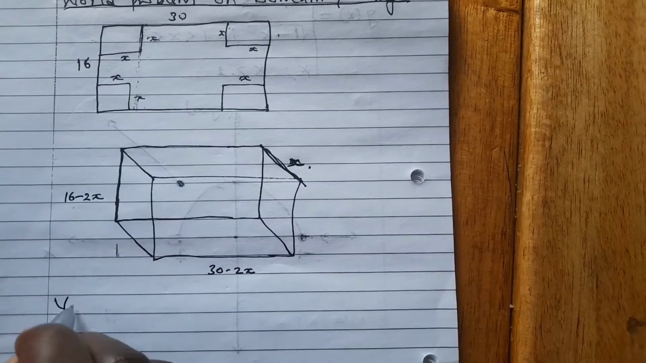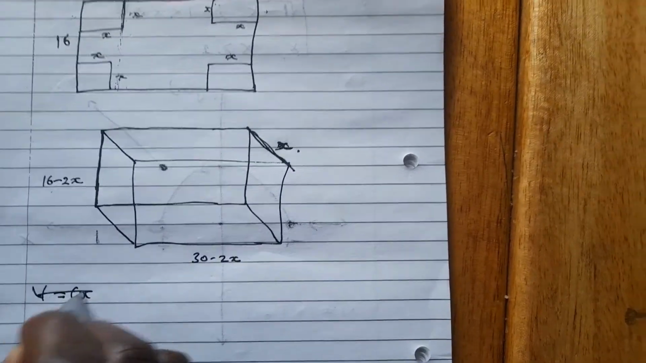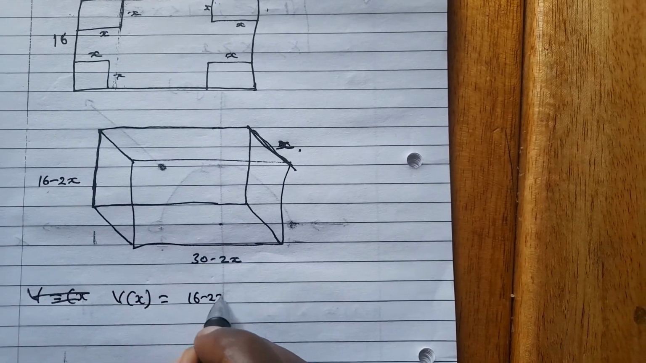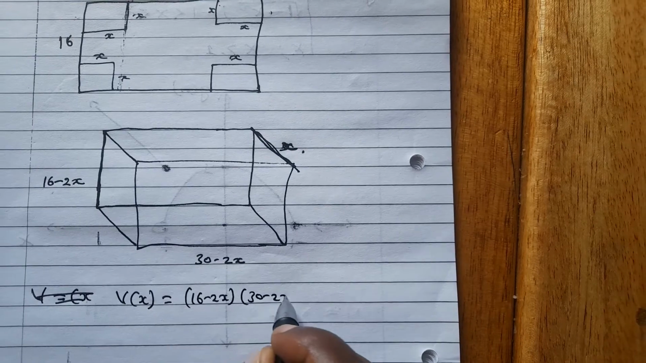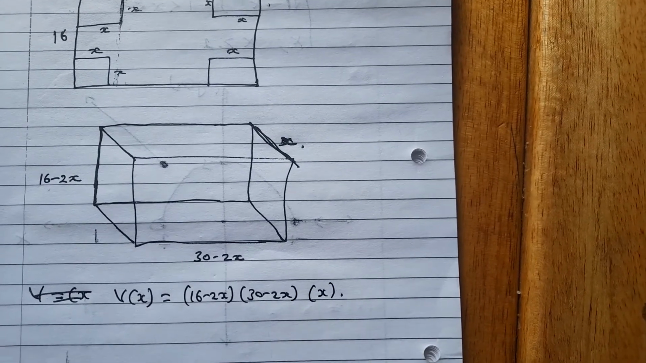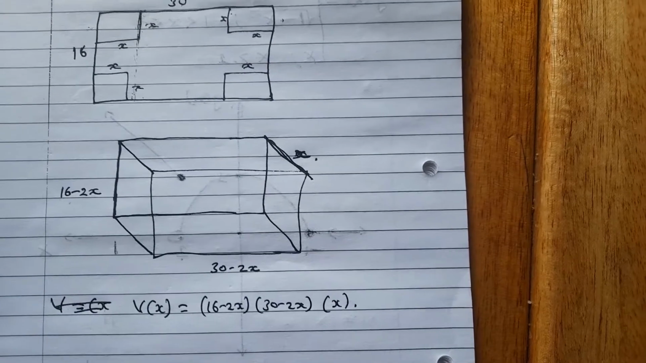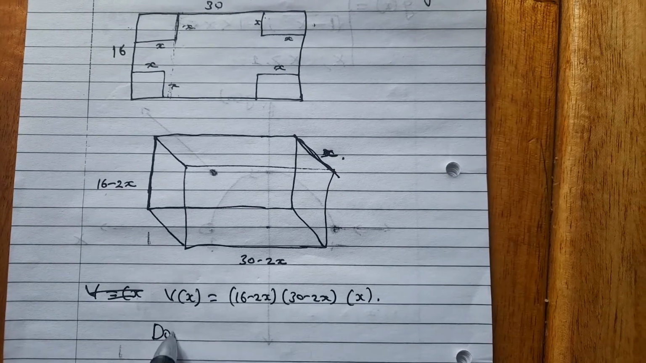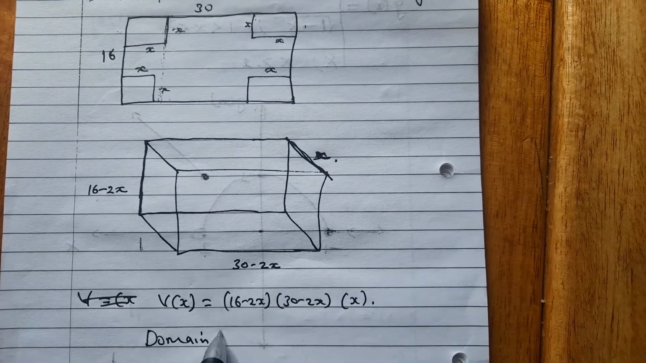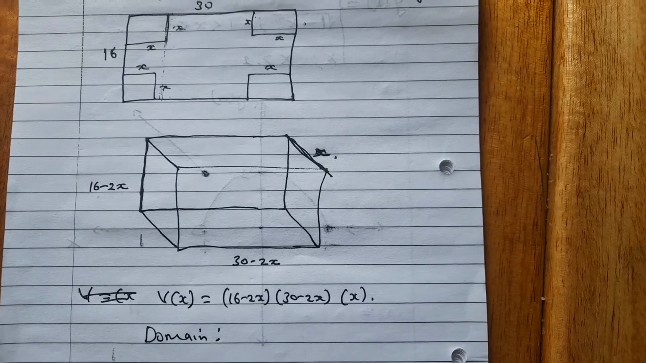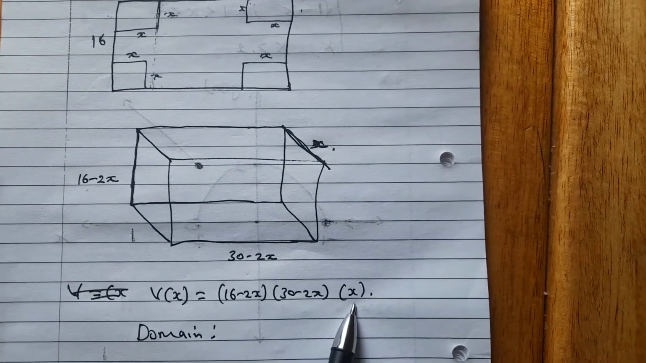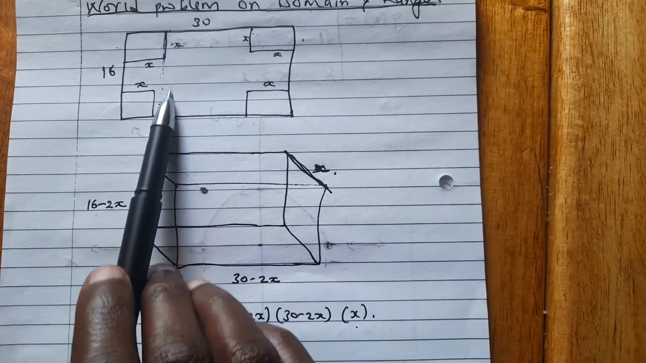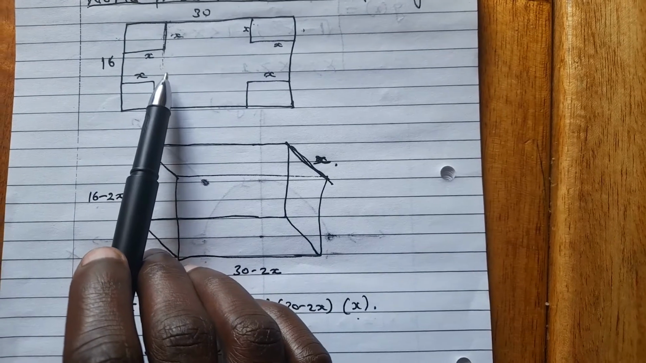So if I express the volume as a function of the dimension, I'll have the volume as a function of x to be 16 minus 2x multiplied by 30 minus 2x multiplied by x. This is the volume as a function of x. The question is, what is the domain of x? When I ask what is the domain of x of this function, I am simply asking what is the value of x that we can cut to obtain a box?